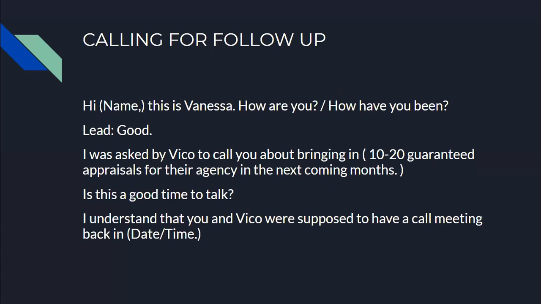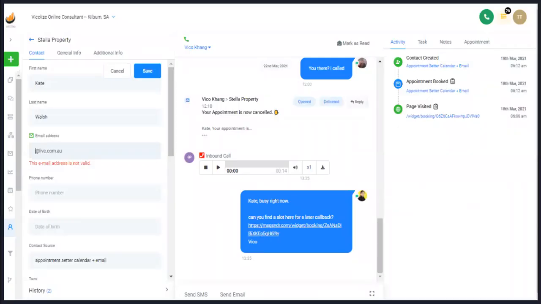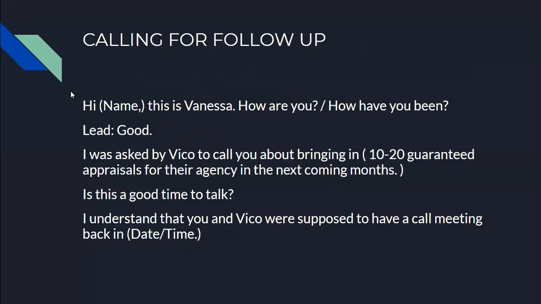So say for example, you're going to call someone from no show. So this is the example. Say it's Stella Property, and the lead's name is Kate. This is usually how the conversation goes. So, hi, Kate, this is Vanessa. How are you? Or how have you been? Either one of the two, I just place it there for variation. So usually they're going to say, of course, good. As most Australians are very polite, they would say good, and would also ask, how are you?